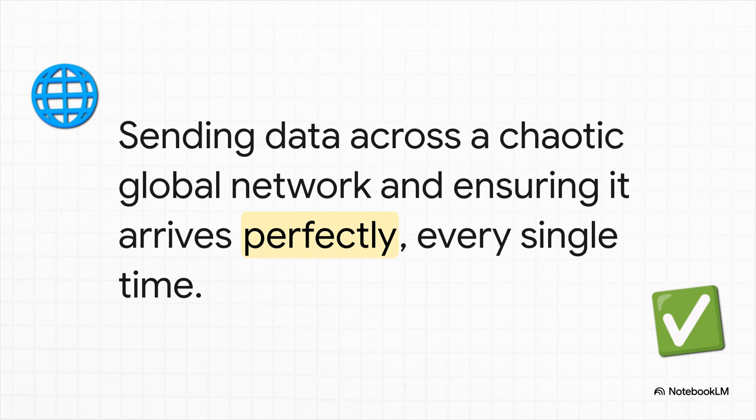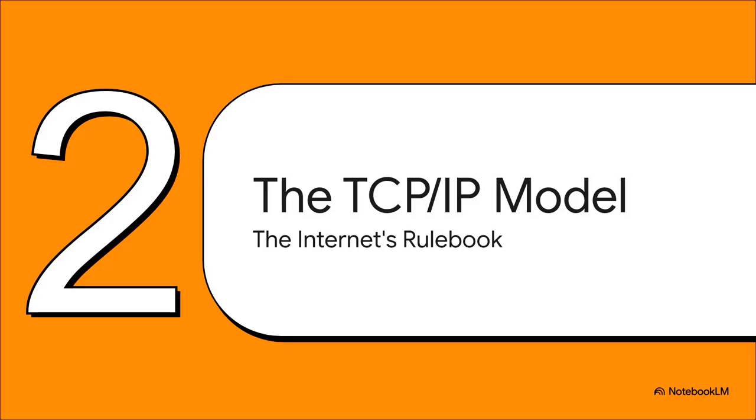We're sending billions of pieces of information, all at once across a global network made of countless different cables, routers, and devices. The real trick, the absolute challenge, is making sure every single one of those bits gets to where it's going, in the right order, with zero errors, every single time. You need a system for that. And that system, the elegant solution to this huge problem, is a framework called the TCP/IP model.